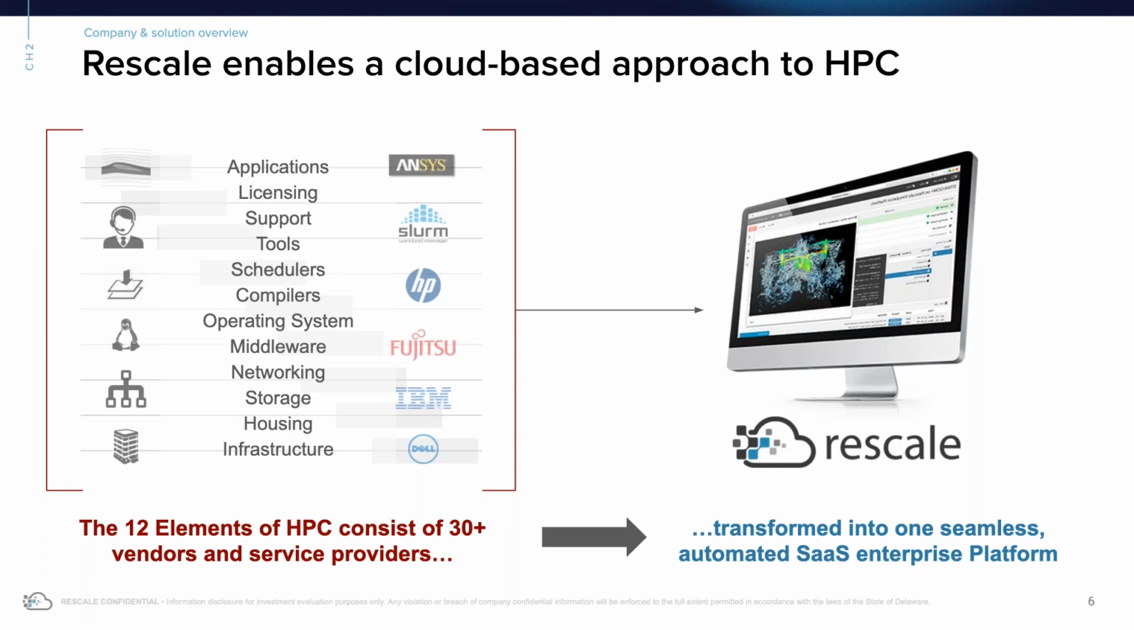Maybe there's one or a few less, but it's going to have the application layer, licensing, support of the system, all the way through the operating system, the networking, down to the actual hardware sitting on the floor of a data center somewhere. So there's 12, maybe 13 elements you would need, and you have to connect them all up to build your HPC system. The great thing about the Rescale platform is that we have done that and transformed all of those elements, put them together for you into a software as a service enterprise platform experience.